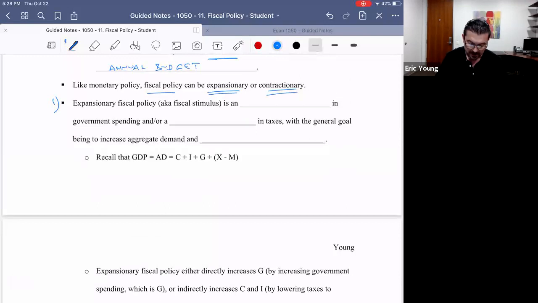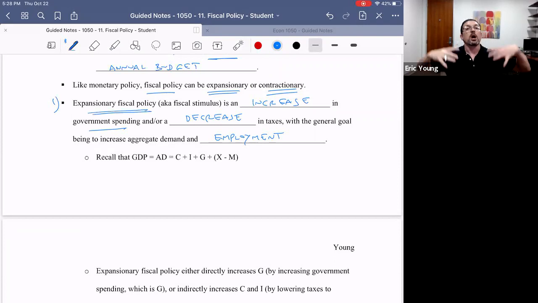So expansionary fiscal policy, which is also known as fiscal stimulus, is effectively an increase in government spending and/or a decrease in taxes, with the general goal being to increase aggregate demand and therefore to increase employment. So again, expansionary fiscal policy is going to be trying to open up the economy to increase AD and as a result, generate increased employment.